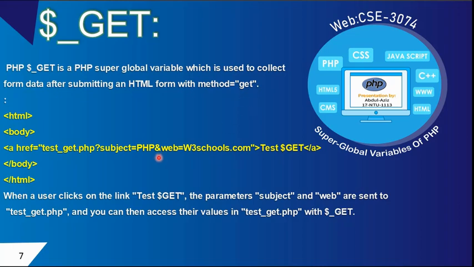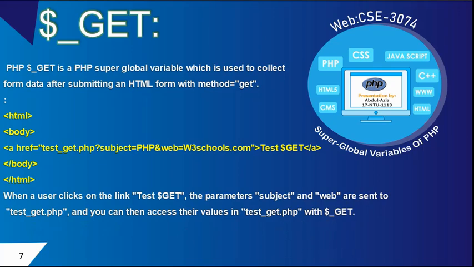Assume we have an HTML page that contains a hyperlink with parameters. When a user clicks on the parameter, he will get the required information at the URL. As you can see, after the question mark, this is the get method name, and here the information has to be passed with the get method. When a user clicks on the test get, the parameters subject and web are sent to test get.php, and you can access their values in the test get with the get method.